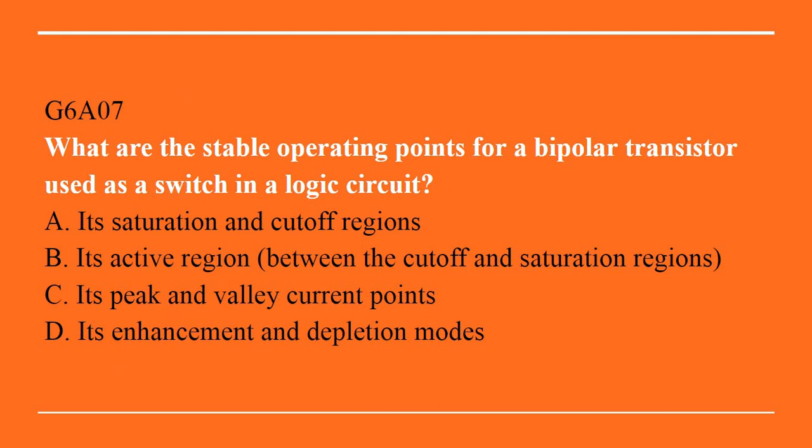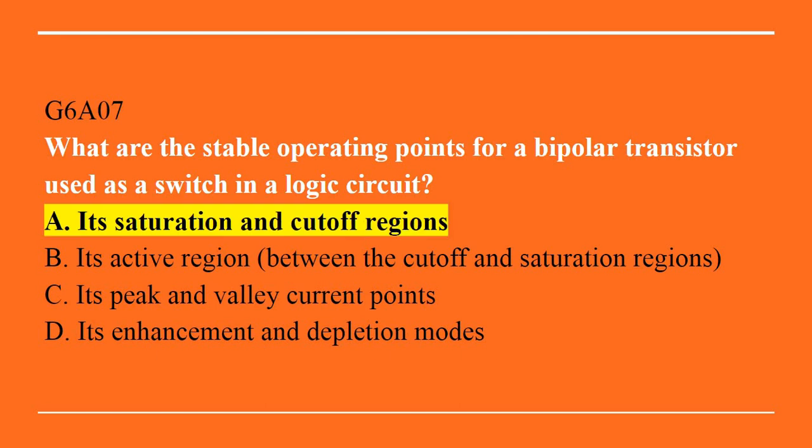G6A07, what are the stable operating points for a bipolar transistor used as a switch in a logic circuit? A. Its saturation and cutoff regions, B. Its active region between the cutoff and saturation regions, C. Its peak and valley current points, or D. Its enhancement and depletion modes? Answer is A. Its saturation and cutoff regions.